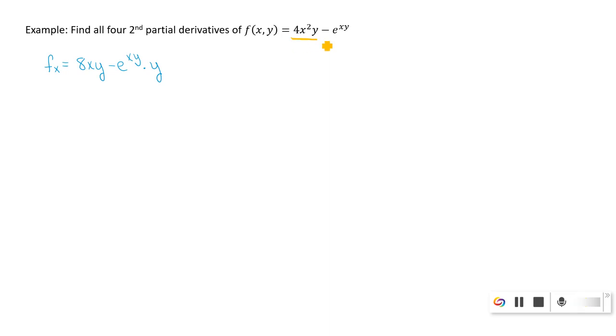So first term, I'm just looking at the x, I bring down the 2, and that's how I got the 8xy. Second term, e to the xy, I'm going to have to use the chain rule on that. So derivative of e to the xy, I just get an e to the xy. And then I'm going to multiply by the derivative of the inside. The inside is the xy. And let's see, we're finding the derivative with respect to x. So the derivative of x times y is just y. So there's my first order partial derivative with respect to x.